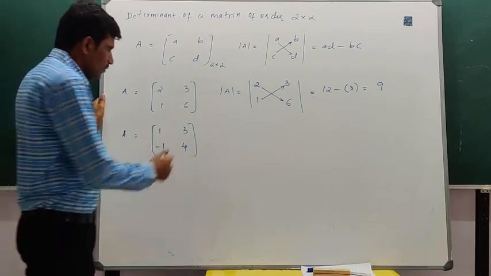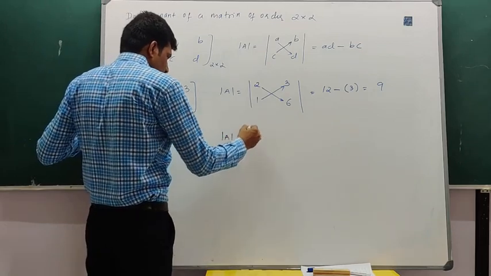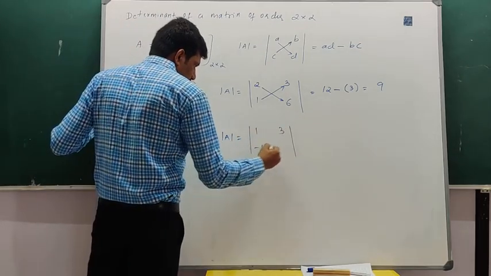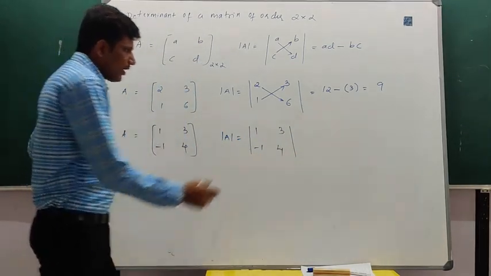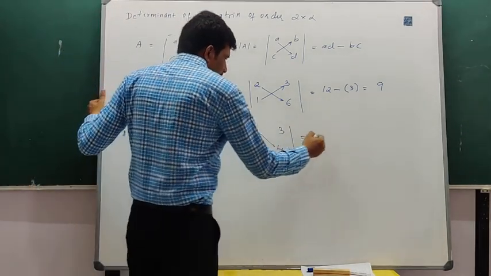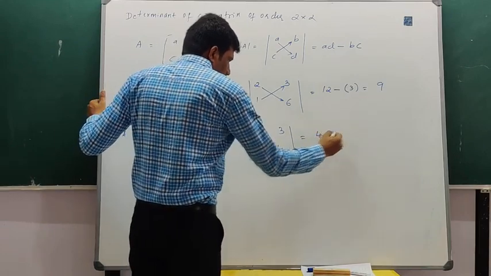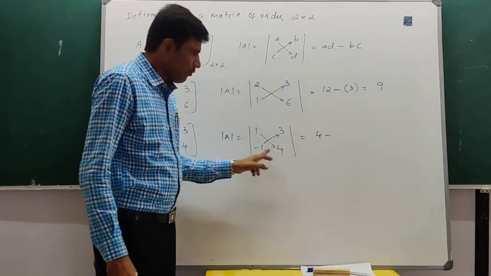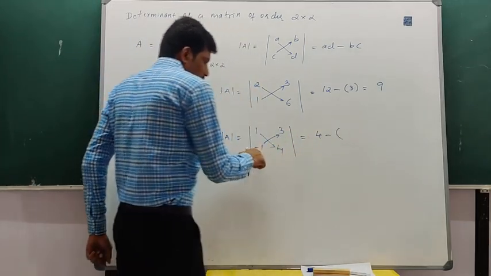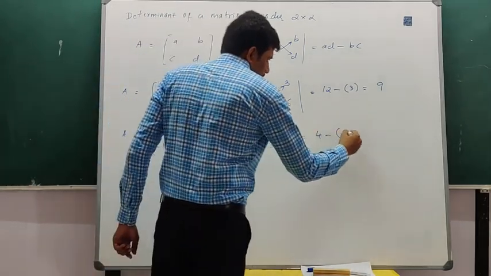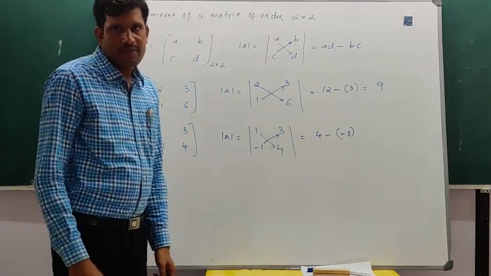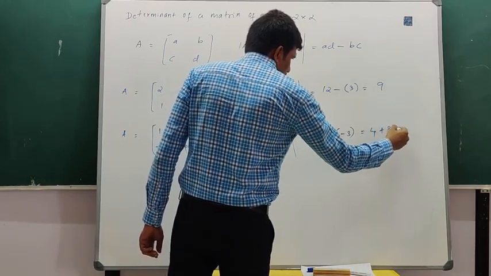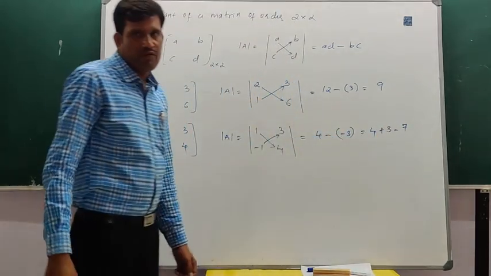Now matrix A is equal to 1, 3, minus 1, 4. So the determinant of A is the determinant of 1, 3, minus 1, 4. Multiply the elements in the principal diagonal, 1 into 4 is 4, minus, multiply the elements in the secondary diagonal. Put the bracket: minus, minus 1 into plus 3 is minus 3. So 4 minus into minus is plus 3, which is equal to 7.